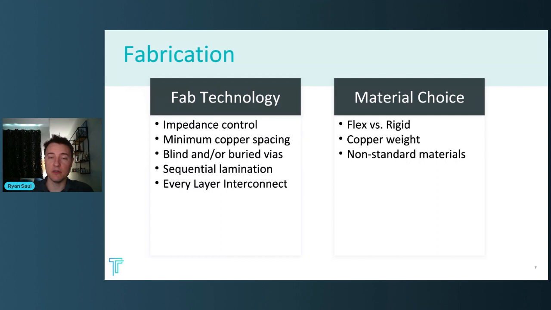Material choice would be, is this a flex design versus a rigid design? How thick is your copper? And are you requiring a non-standard dielectric? All of these things are going to dramatically drive cost. I'm going to get a little bit more into the specifics of how much and which ones are the most dramatic. But outside of the basics, which is the size and how many, and then the urgency, these are the things that are going to most fundamentally change the cost of your design when you go to fabrication.